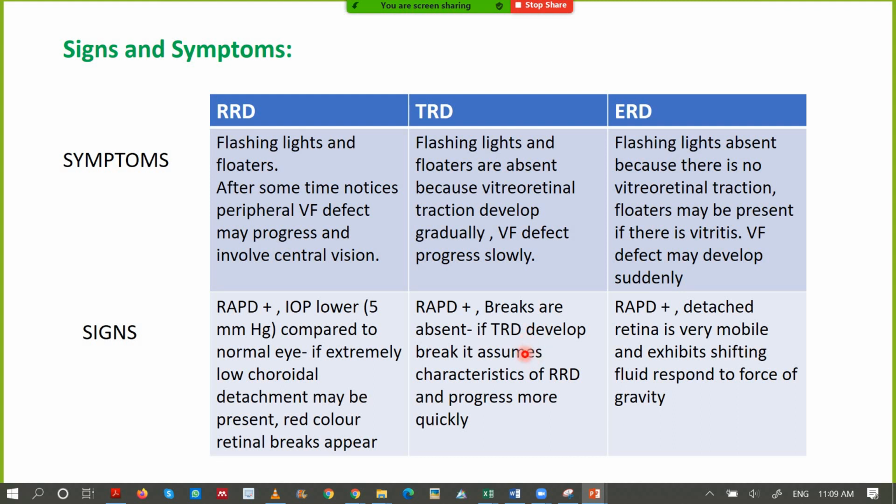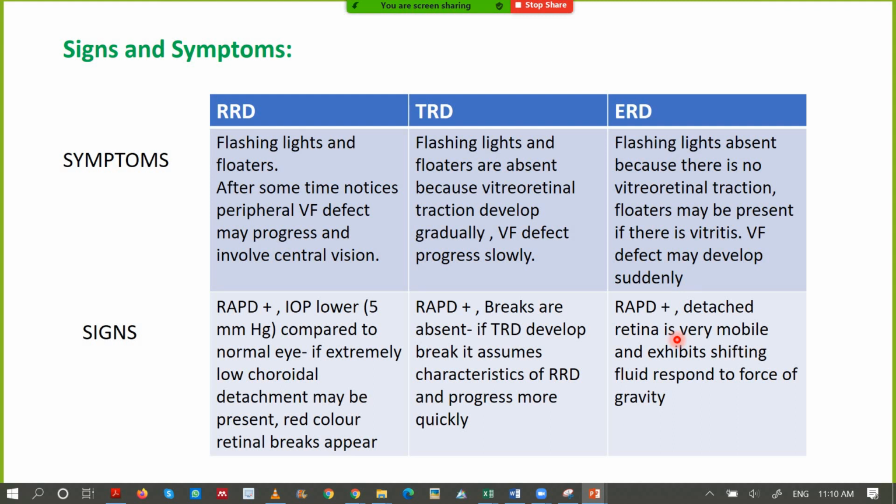Breaks are absent, and then again the RAPD will be positive. Then the tractional RD progresses more. When coming to ERD, exudative retinal detachment, it will again show you RAPD positive, and here the thing is, you will see the fluid respond to the force of gravity.